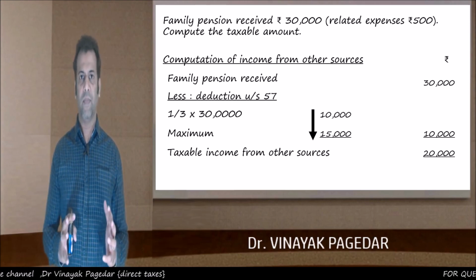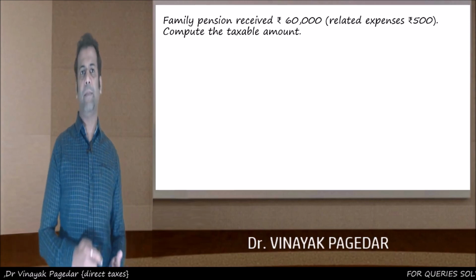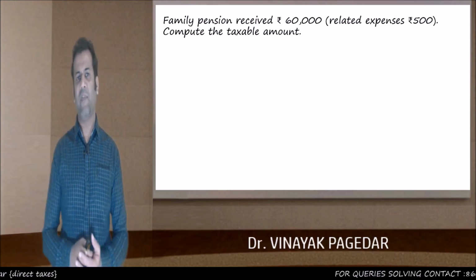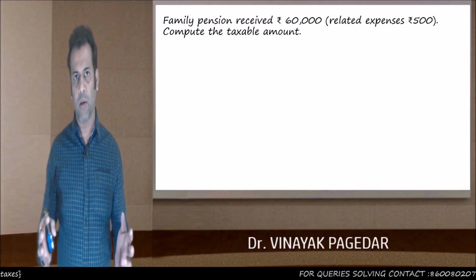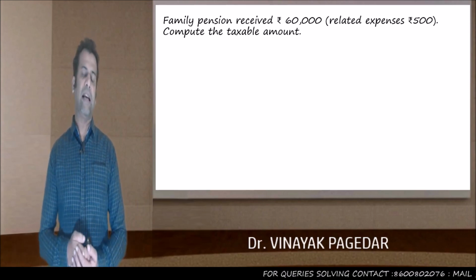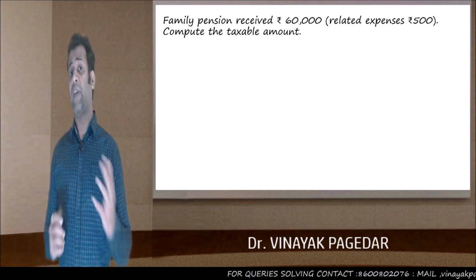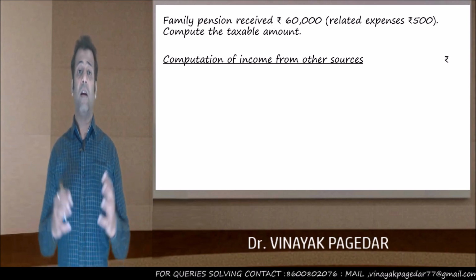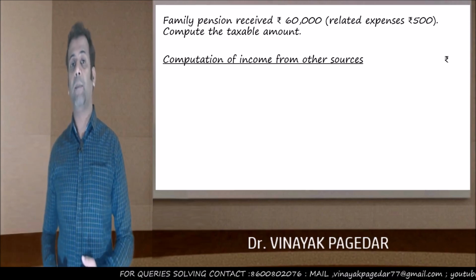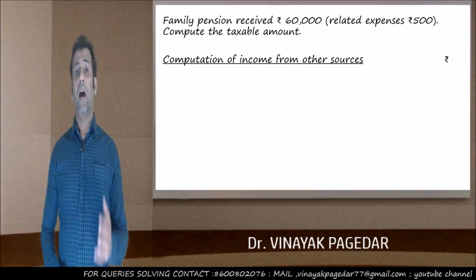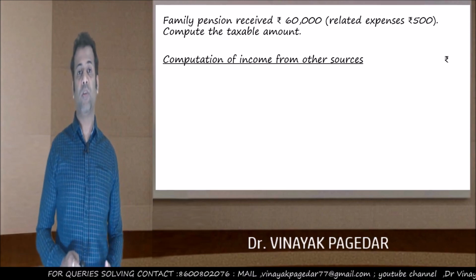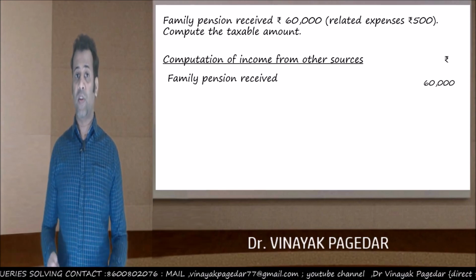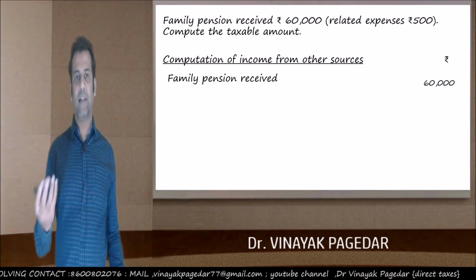Clear? Let us take another example. Now the family pension received is 60,000, expenses are 500, expenses are to be ignored, and we have to compute the taxable amount. We all know that family pension is taxable as income from other sources, so I give my heading computation of income from other sources. How much is the family pension received? In this case, it is 60,000. Deduction is under section? Correct, under section 57.